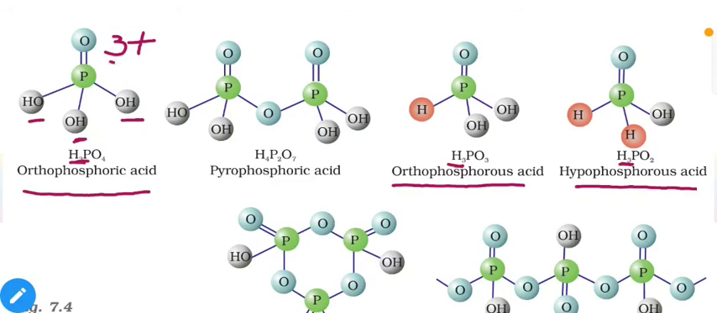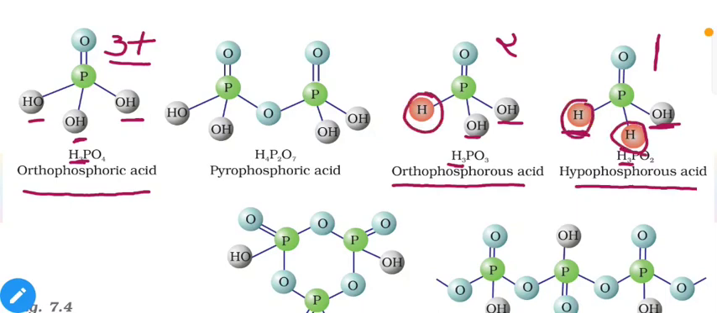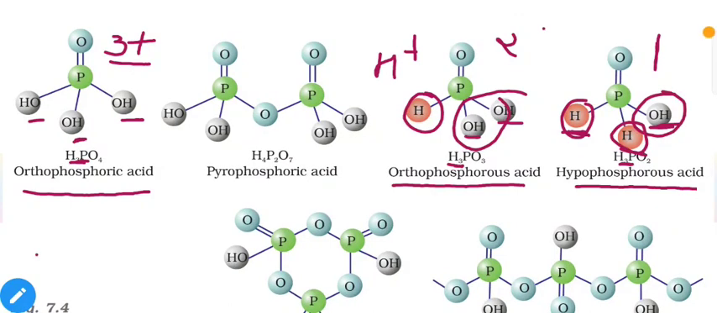and that's why it is tribasic. In the second case, orthophosphorus acid has 2 OH groups, so it can release only 2 H plus, that's why it is dibasic. And the last example contains only 1 OH group, so it can release only 1 H plus, and that's why it is monobasic, like HCl. So these hydrogens which are attached directly to phosphorus, because of very small electronegativity difference, cannot be released in the form of H plus. That's why the only option left is hydrogen attached to oxygen.